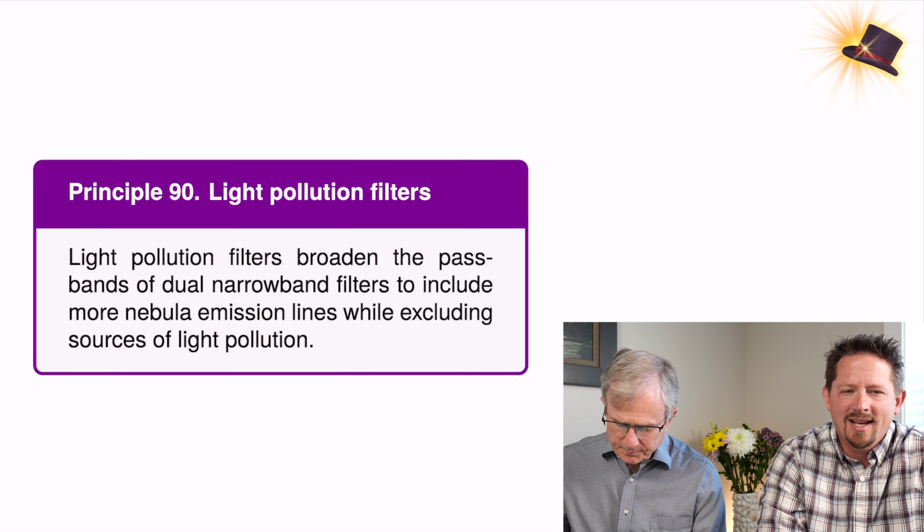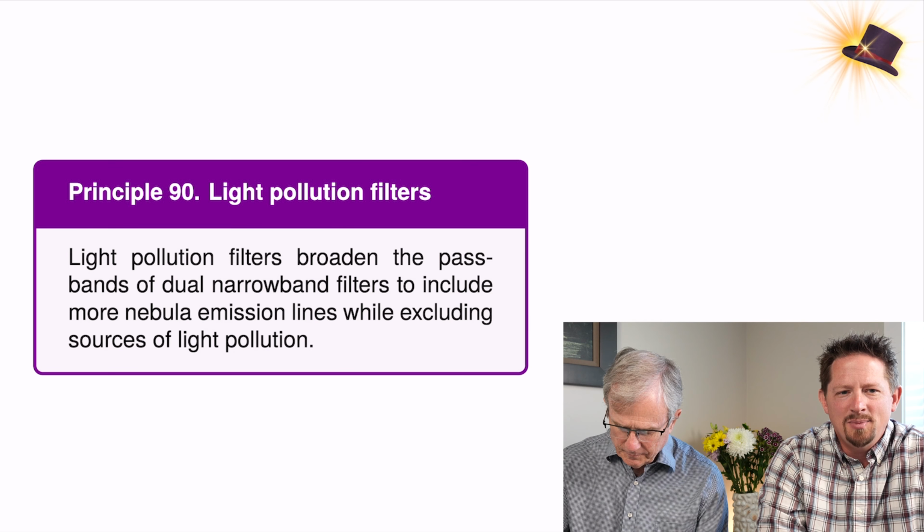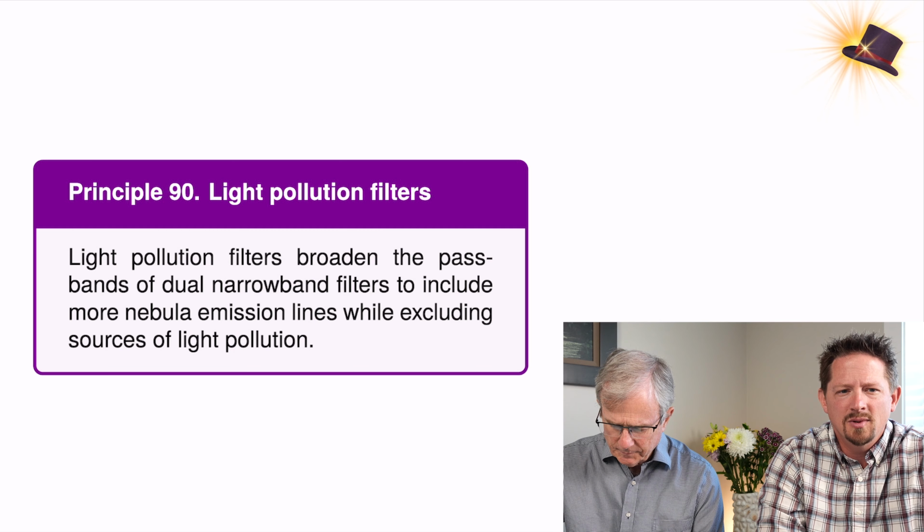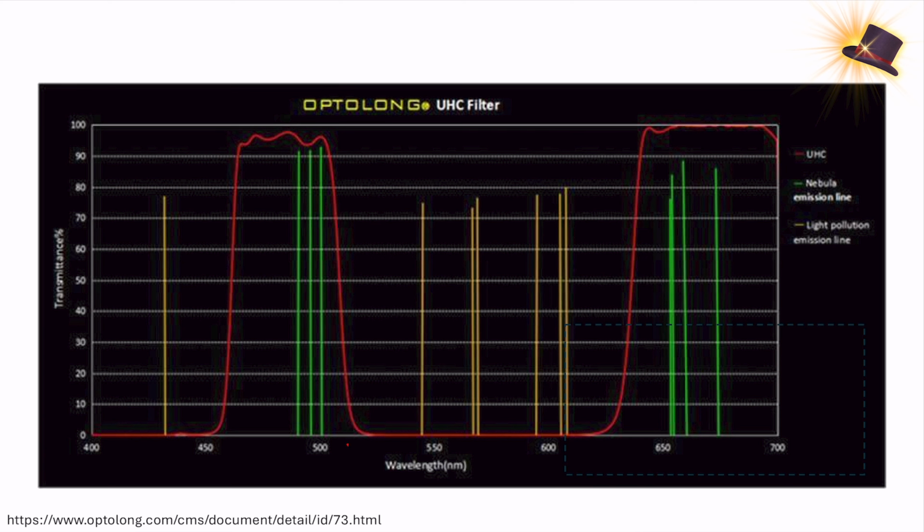Principle 90, light pollution filters. Light pollution filters broaden the pass bands of dual narrowband filters to include more nebula emission lines while excluding sources of light pollution. This is the transmittance spectrum of the Optolong UHC filter, and it's quite popular. Here's the 500 nanometer oxygen line, and I think this is its brother, the little bit lower wavelength oxygen lines. So this filter passes those oxygen lines.